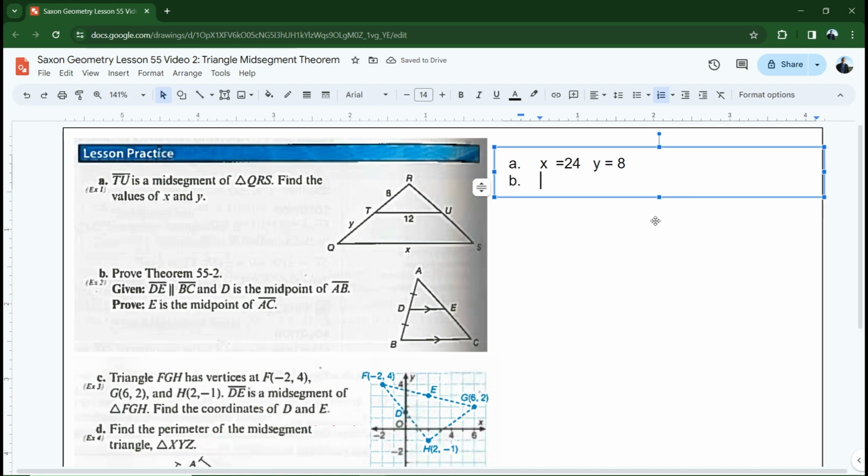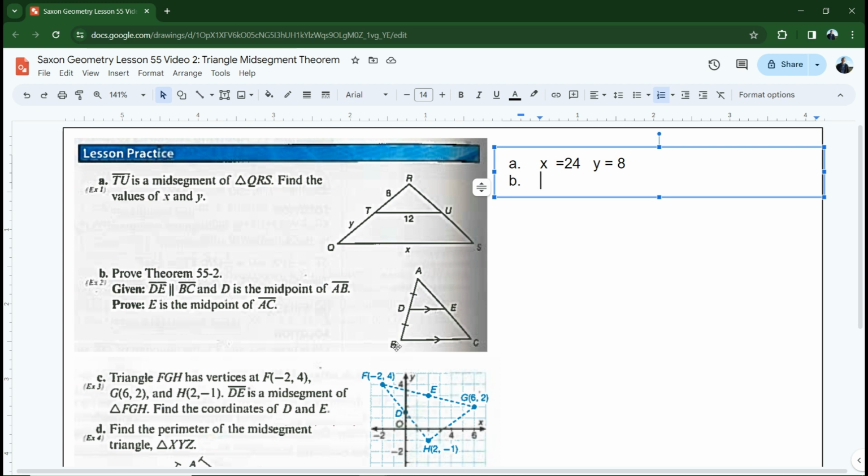All right, now here's the thing that's tough. We've got to do a proof. We need to prove theorem 5.5.2, given that DE is parallel to BC and D is the midpoint of AB. I need to prove that E is also the midpoint of AC. I'm going to do this as a paragraph proof. So we're just going to write out statements, and I'm going to justify each statement in a sentence, okay? This paragraph proof is going to be based on triangle similarity.